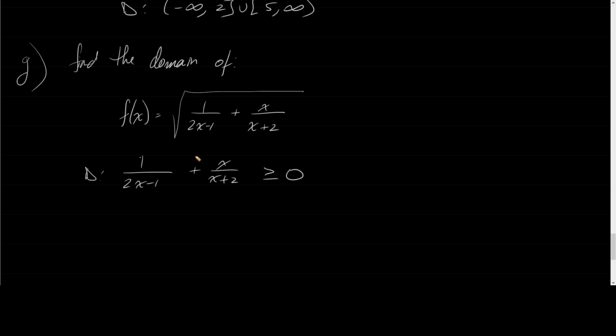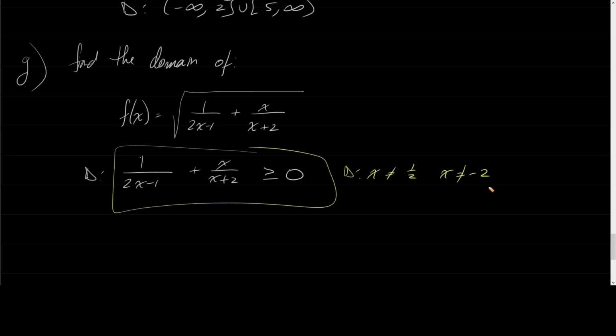But then at the same time here, I've got that x cannot be equal to 1/2 and x cannot be equal to negative 2 because those values would make the denominator 0. So we have to work around the domain of this problem, right? So the domain of this inequality is that, even though this inequality itself is a domain for this function.